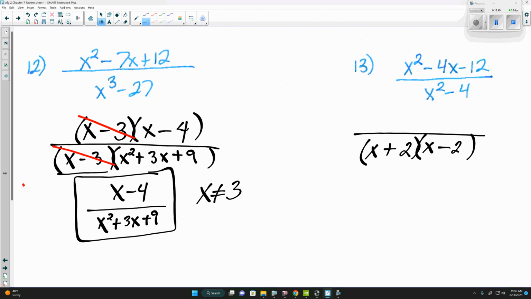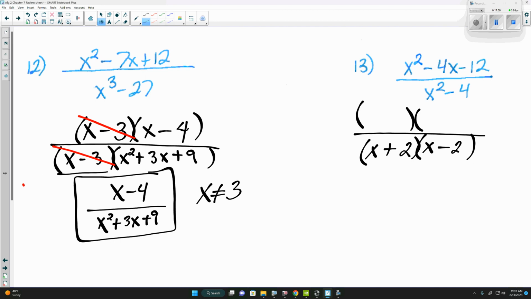And I always start out with which one I think is easier to factor, because if there's going to be something in common on top and bottom, one of the factors in the numerator has to be either x plus 2 or x minus 2. It has to be one of those two for us to have something in common.